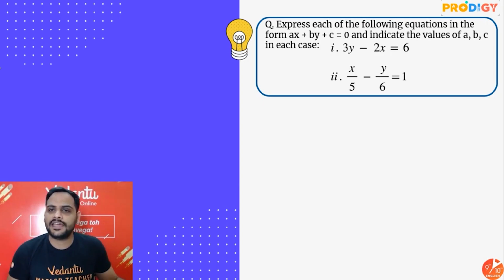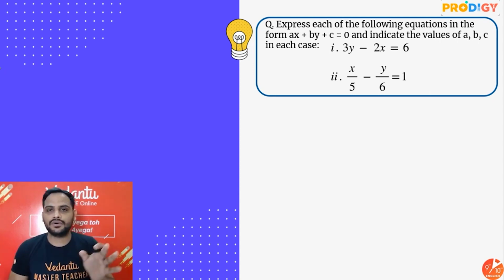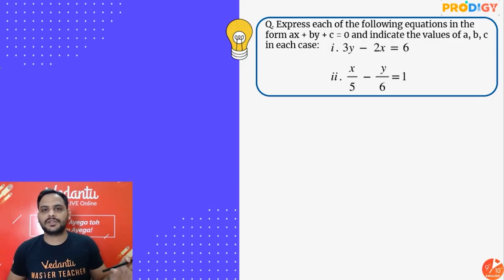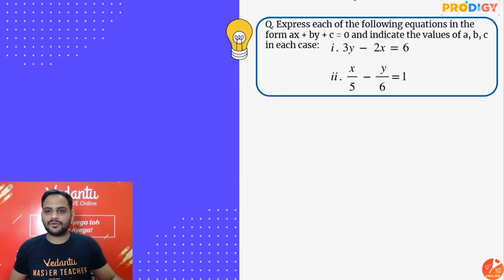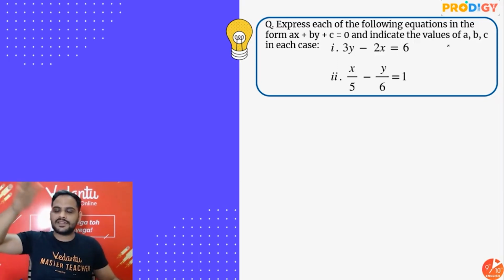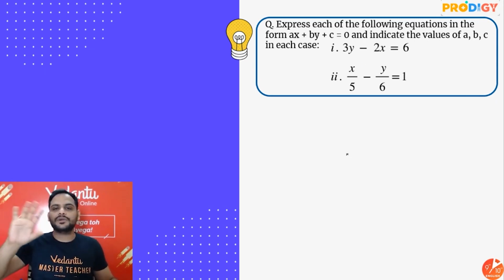The first question: express each of the following in the form ax plus by plus c equal to 0 and indicate the values of a, b and c in each case. Now look, some students have this doubt that, sir, my value of abc is different, their value is different. So it can happen, right? Suppose some students will shift 2x over there and 3y over there, some will shift only 6 over there, so abc values can be different.